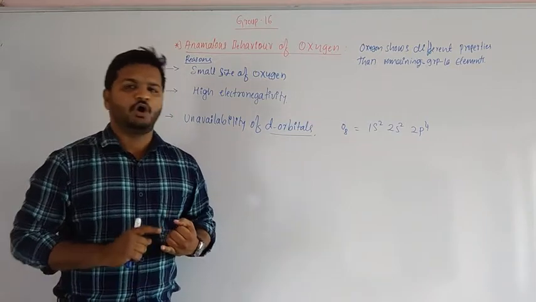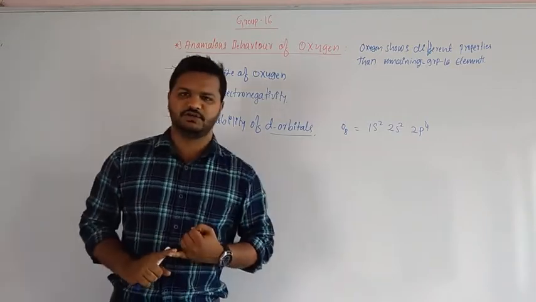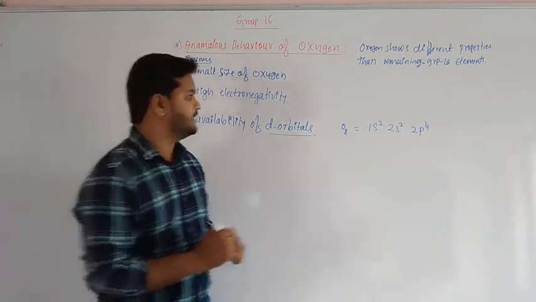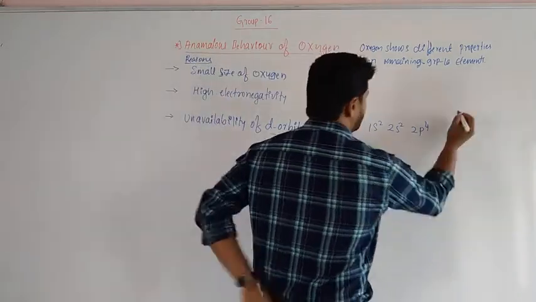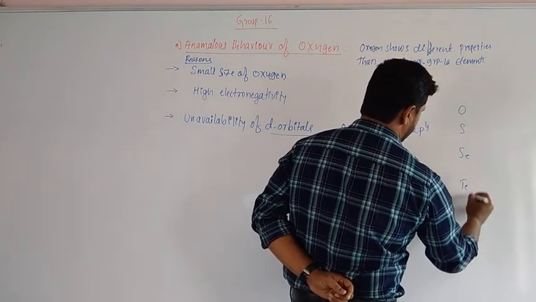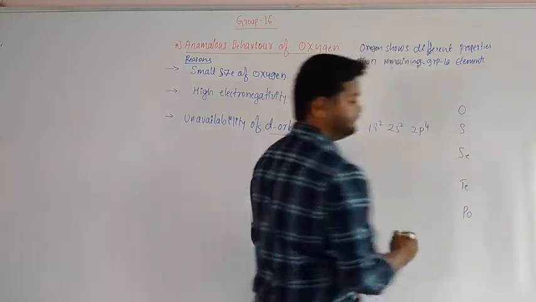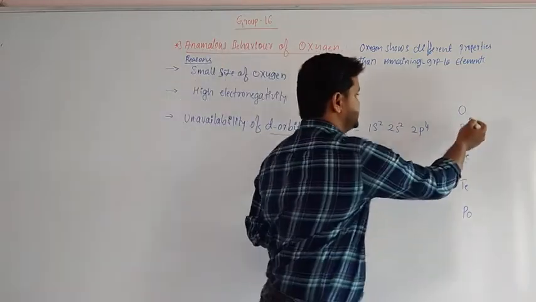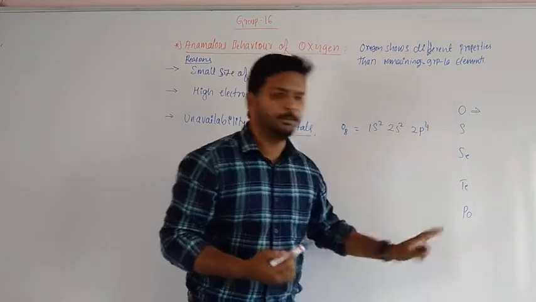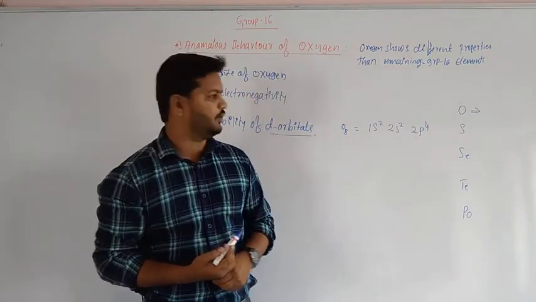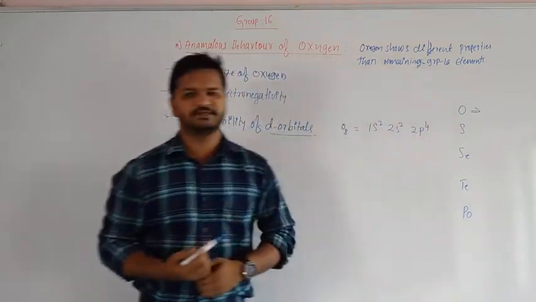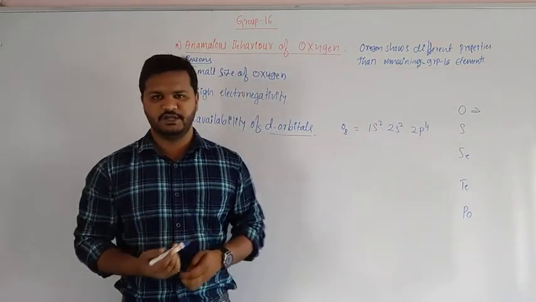First one, oxygen is gaseous in nature, whereas other elements are solid in nature. Okay, I will write here oxygen, sulfur, selenium, tellurium and polonium. Here oxygen is a diatomic gas. These all are polyatomic in nature. Okay, and oxygen is a gas, whereas all the other elements of group 16 are solid in nature.